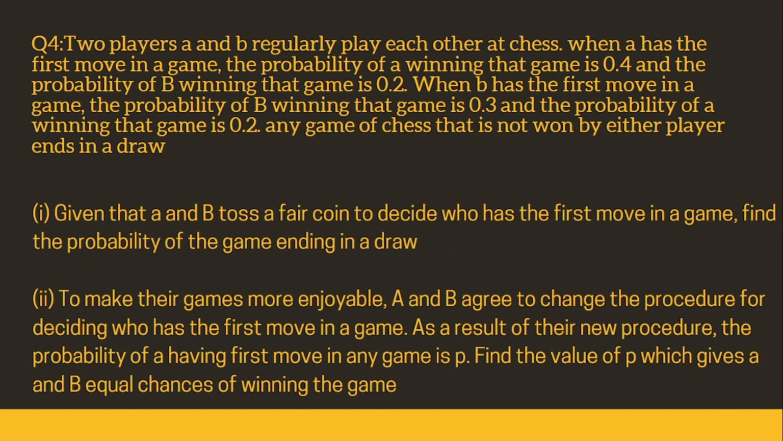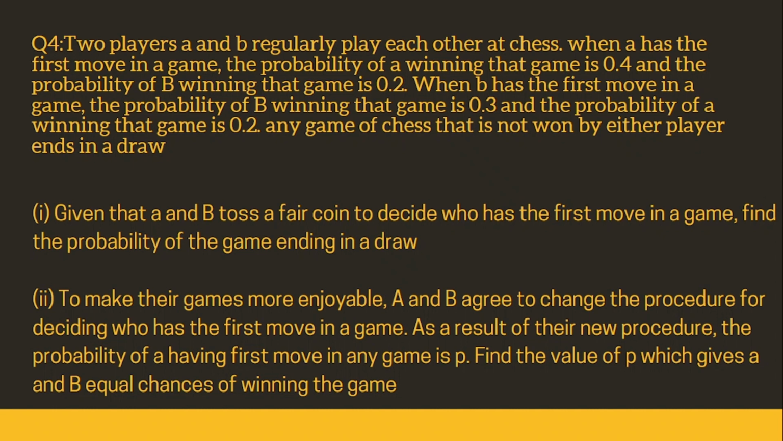Then for question 4, two players A and B regularly play each other at chess. When A has the first move in the game, the probability of A winning that game is 0.4, and the probability of B winning that game is 0.2. But when B has the first move, the probability of B winning the game is 0.3, and the probability of A winning a game is 0.2. Any game of chess that is not won by either player ends in a draw.